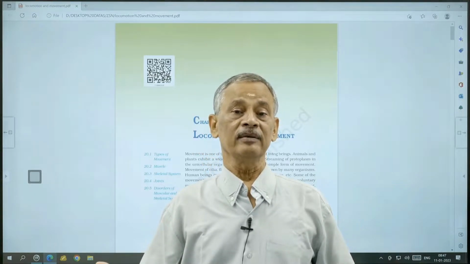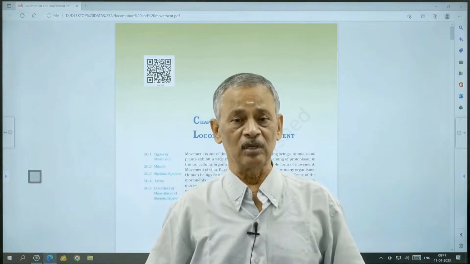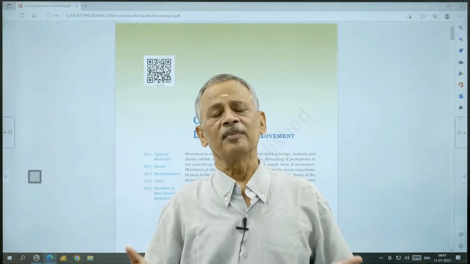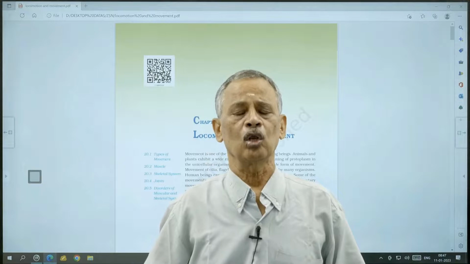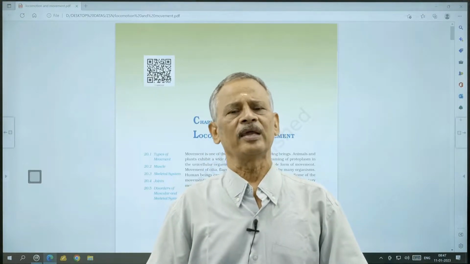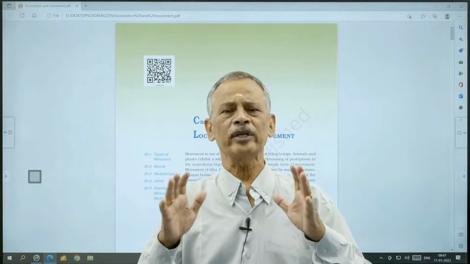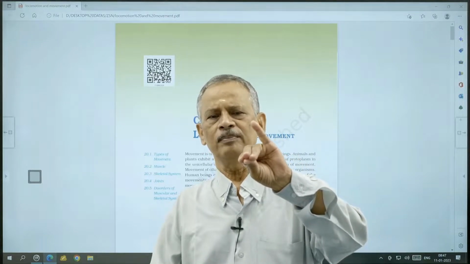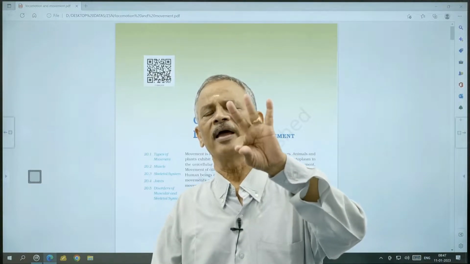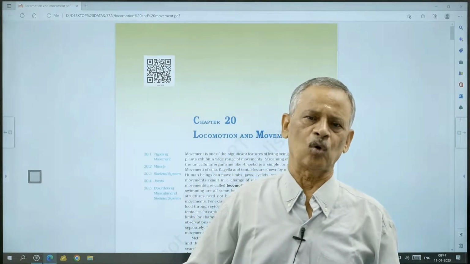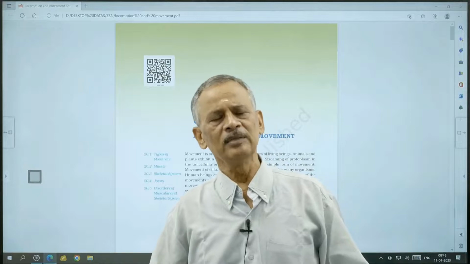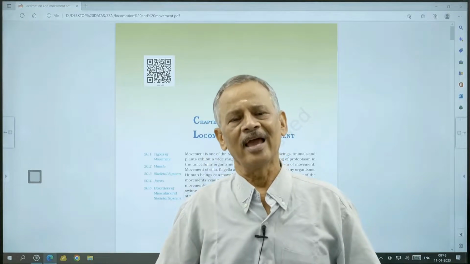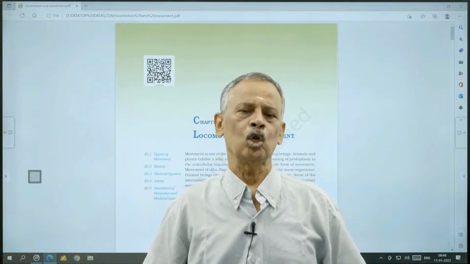The same organ which may be helping in capturing food may be used for locomotion. Sometimes they may have special structures for locomotion. In case of man, locomotion is performed by the coordinated effect of three important systems: skeletal system, muscular system, and the nervous system that coordinates these movements. In this chapter, we'll be discussing how movements occur in animals and how they affect locomotion.